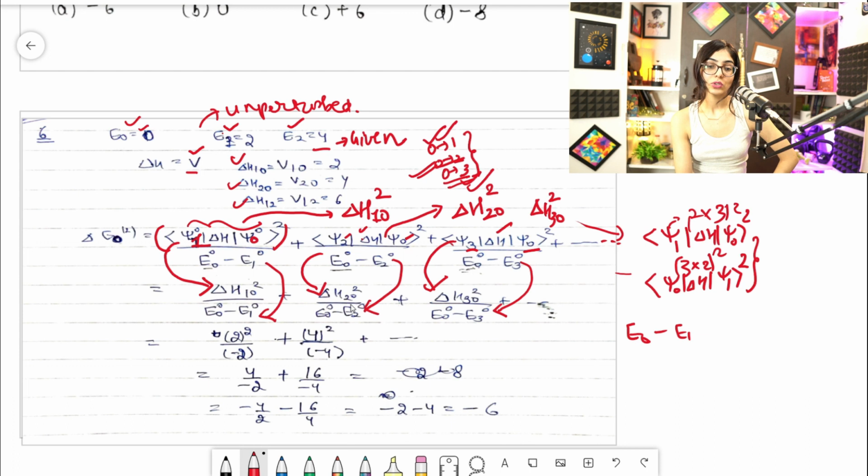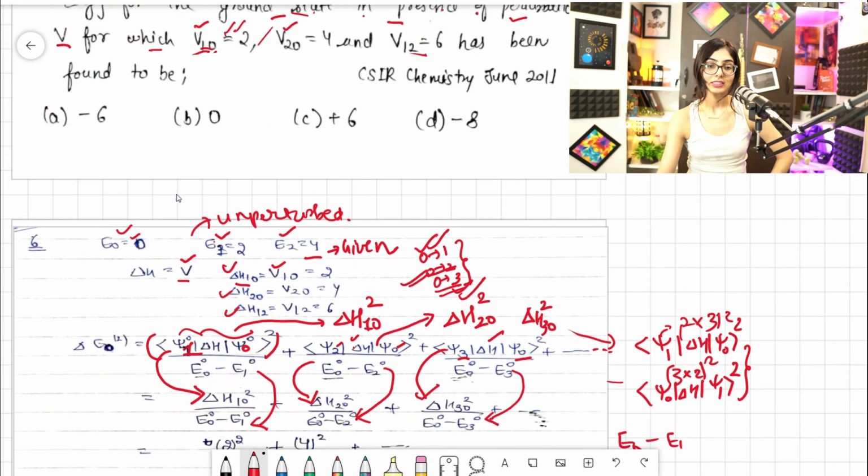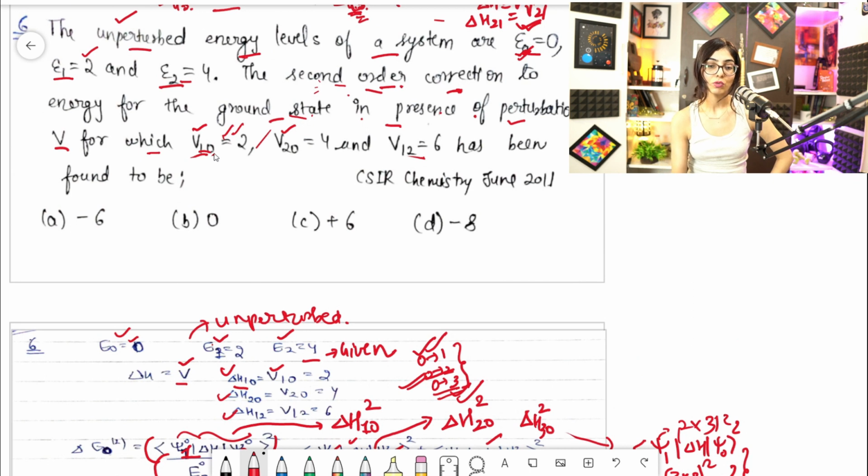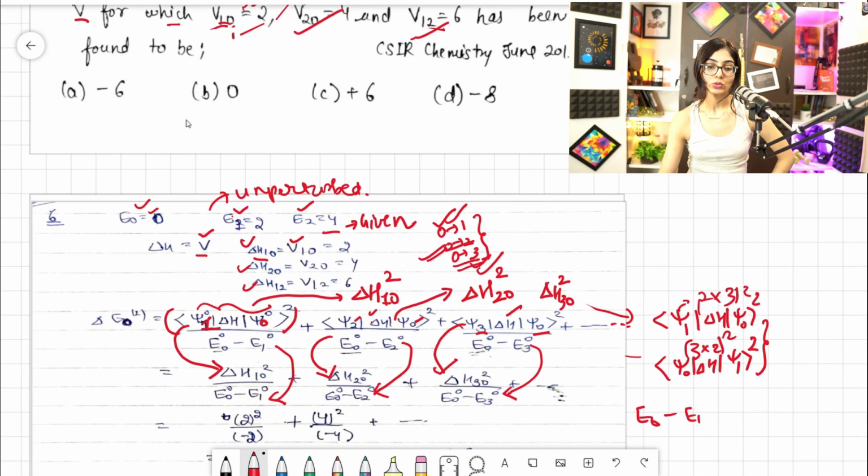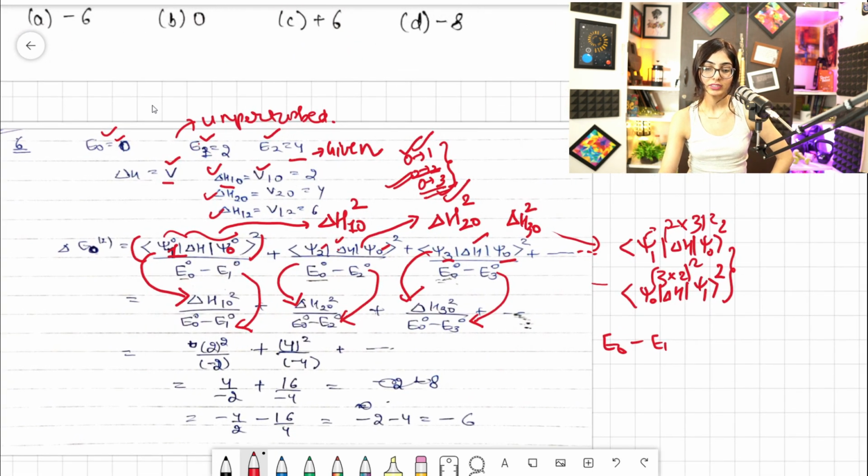So del h 1 0, can I replace it with V1 0, because it is given in the question, guys? It is V1 0. Can you see over here? It is V1 0, V2 0, V1 2. Fine. So let's just see how to solve the question further.